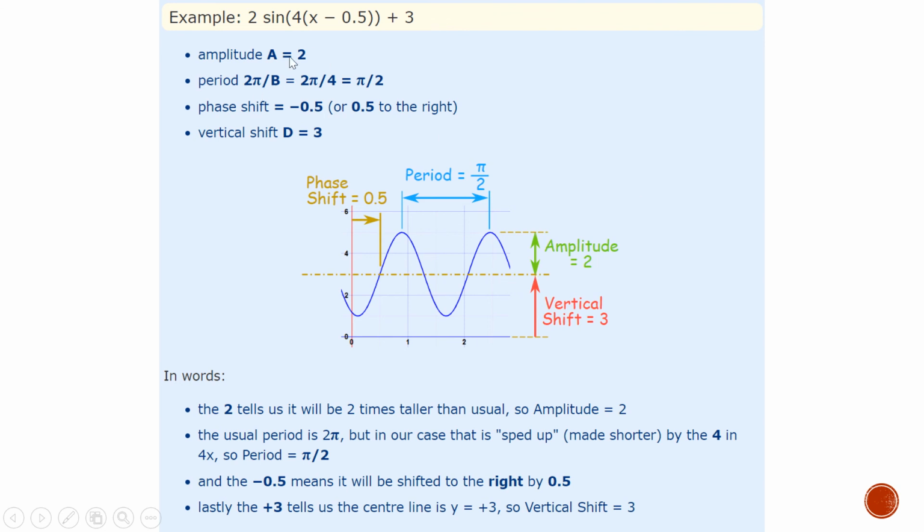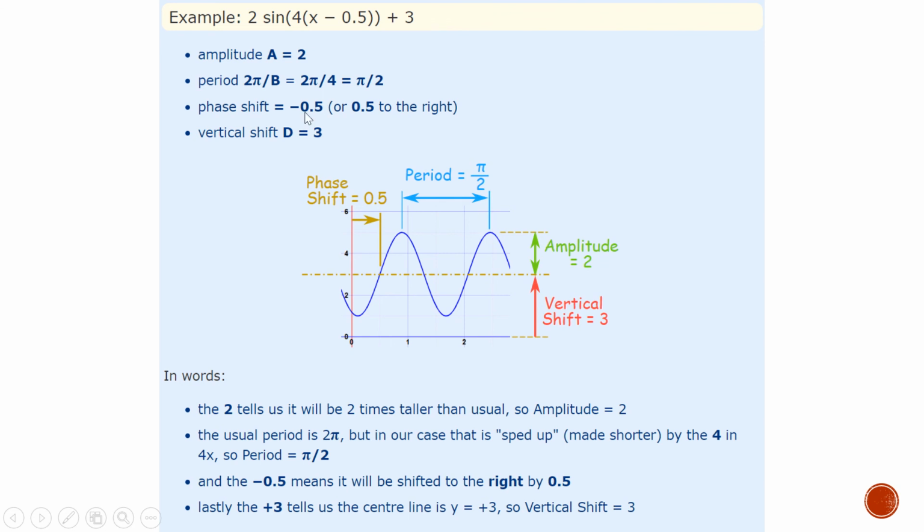The period is 2 pi over b. b is 4, so 2 pi divided by 4 is just pi divided by 2, pi over 2. Therefore, the period is going to be pi over 2. The period for a normal sine graph is 2 pi. So this graph is going to repeat 4 times for every 360 degrees, or 2 pi radians.